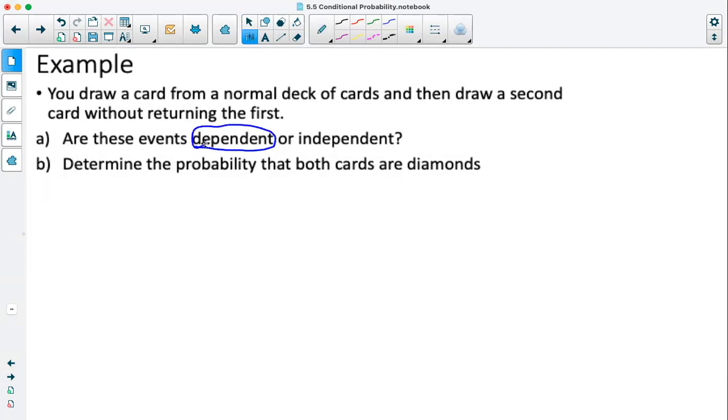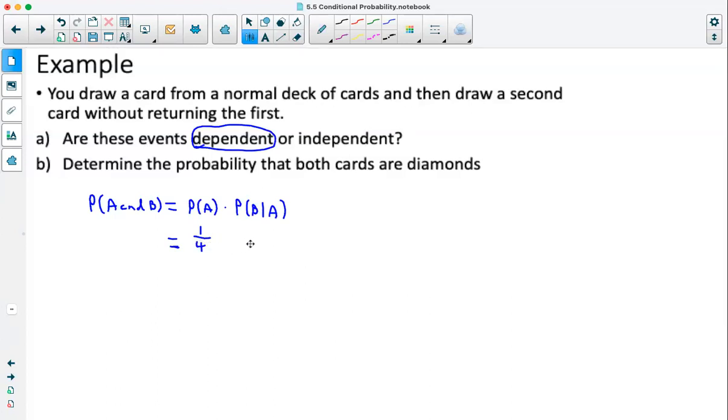Now determine the probability that both cards are diamonds. So probability of A and B is equal to probability of A times the probability of B given that A has already occurred. Now diamonds make up 1/4 of a deck. So therefore the probability of our first card being a diamond is 1/4.